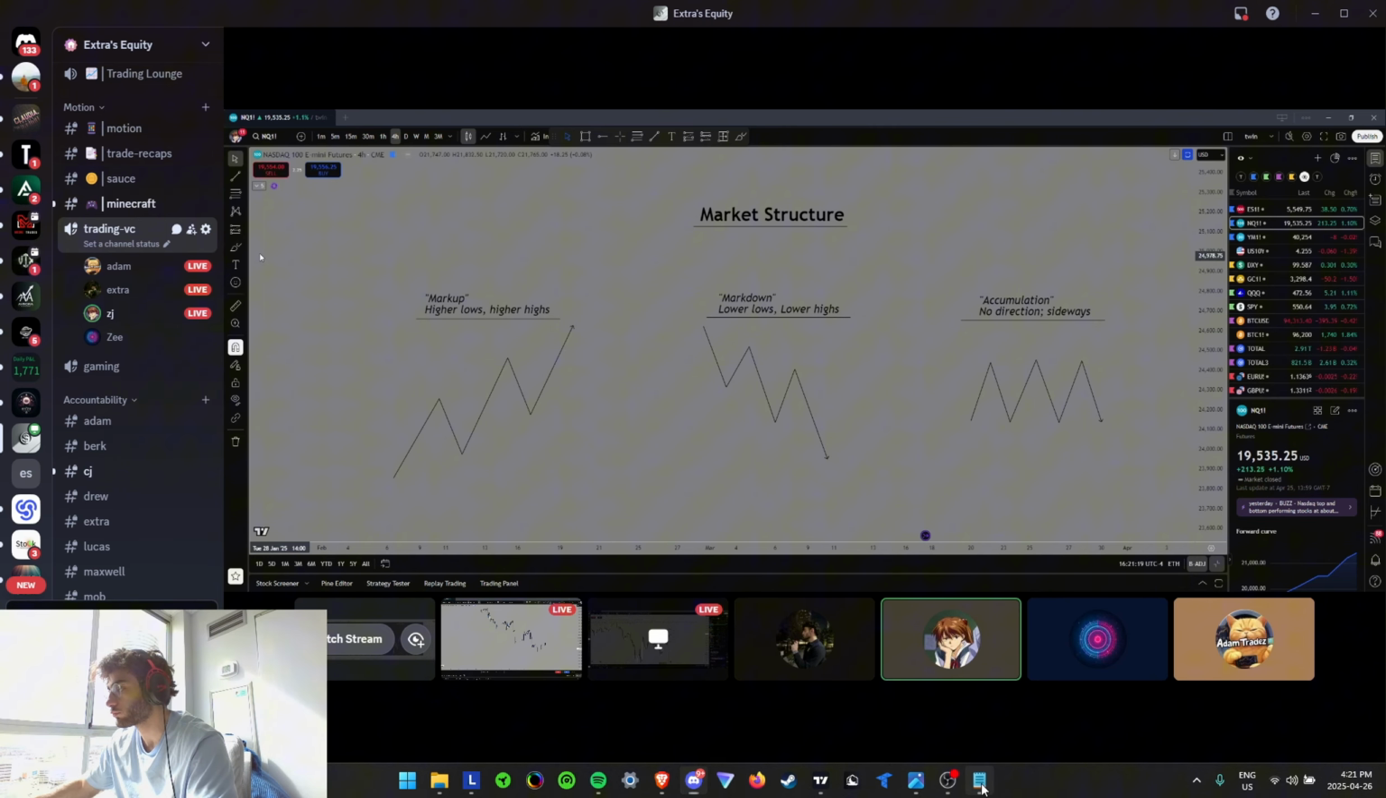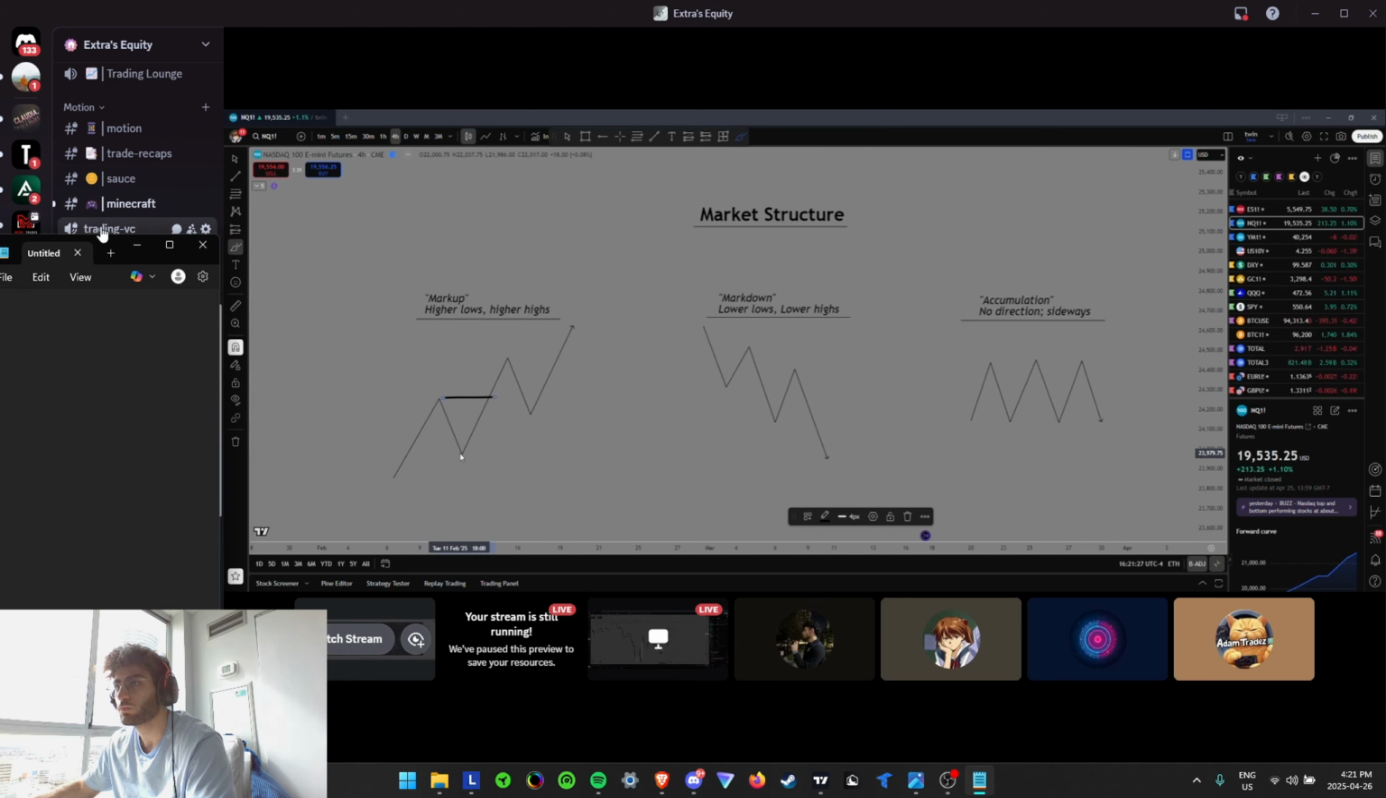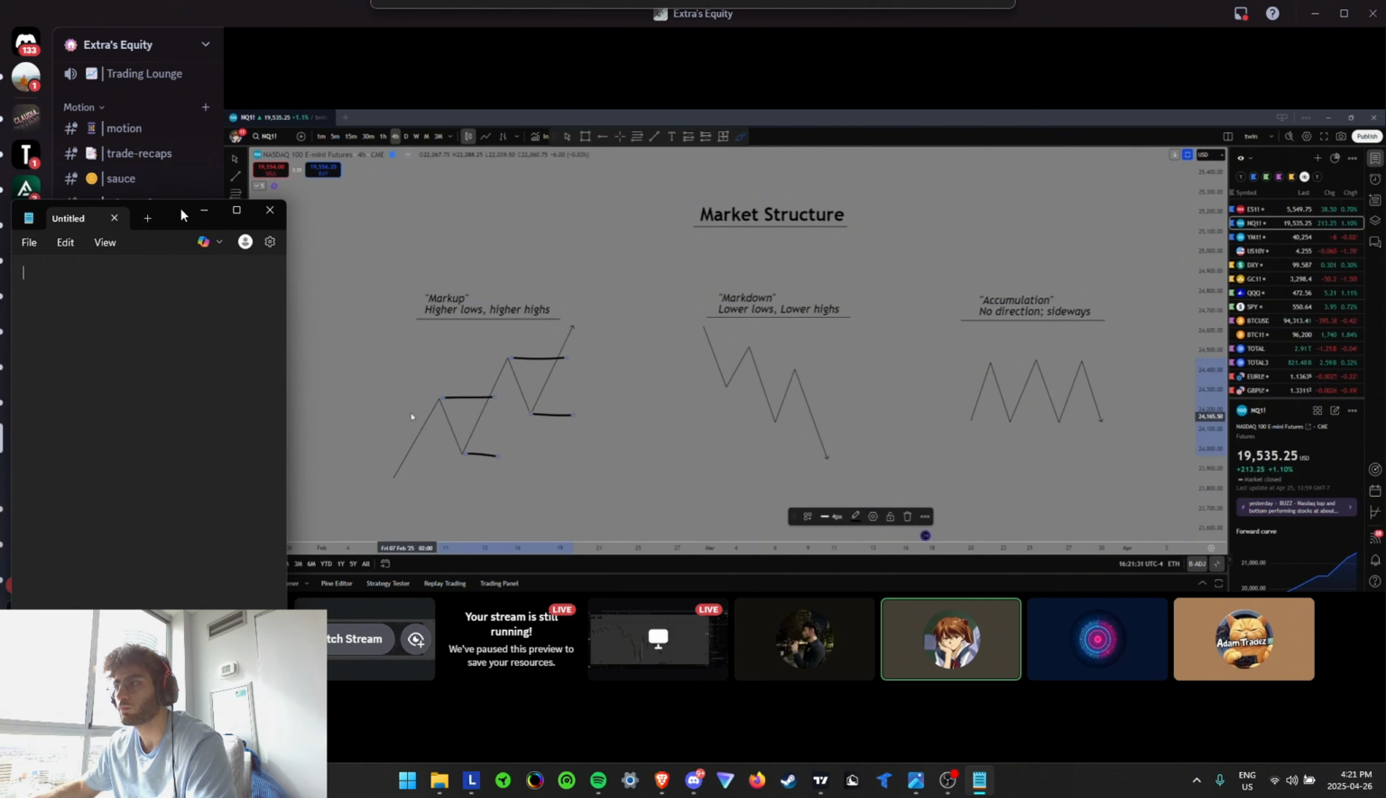Now, these can be defined by the highs that they form. When you see this bullish trend here, you're basically seeing higher highs, higher lows, higher highs, higher lows. So you're seeing price continually make new highs. These highs are basically getting disrespected, and you're seeing it continue higher. Now in these markdown trends, you're seeing lower lows and lower highs. It's continuously making lower lows in the market, so it's going lower and lower.